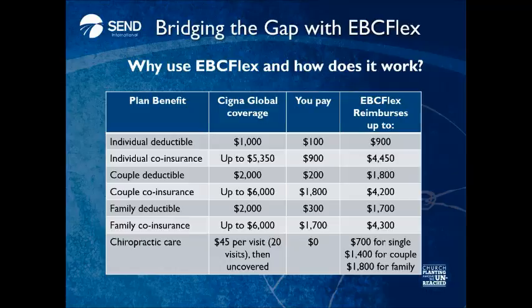The chiropractic reimbursement is a little different. You don't have to pay anything before receiving reimbursement. A single would be reimbursed for the first $700 in chiropractic expenses, while a couple would be reimbursed the first $1,400 and a family the first $1,800. This isn't broken out by individual. It can be used by one or all in your family.